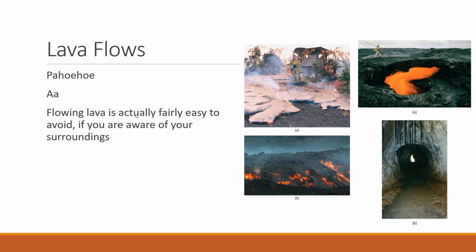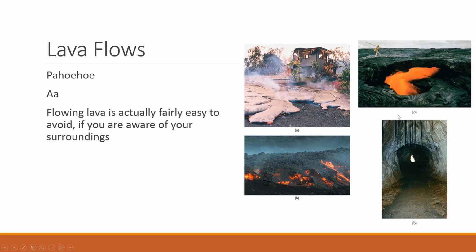Pahoehoe is the smooth lava that we see up in this upper image. I didn't have the emphasis on these because I can't find them on my keyboard ever. 'A'a is the more blocky one. An actual flowing lava is fairly easy to get away from if you're aware of your surroundings. It doesn't move all that fast.